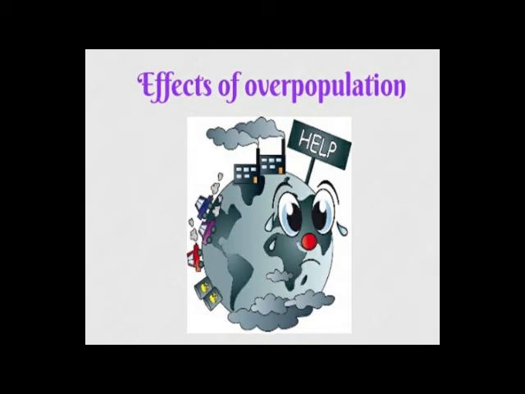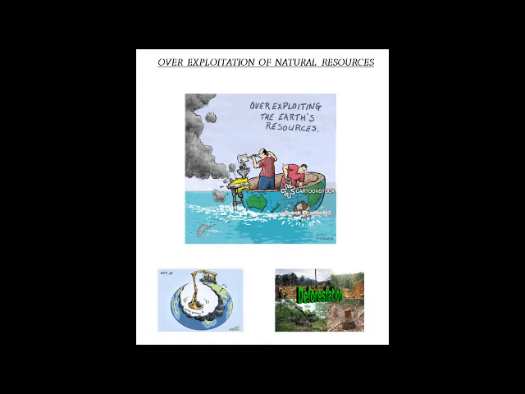Next, we come to the effects of overpopulation. The first point is overexploitation of natural resources. Here in the picture, you can see that the natural resources are overexploited. Due to growing demand for food, the natural resources are overexploited, which leads to their depletion.